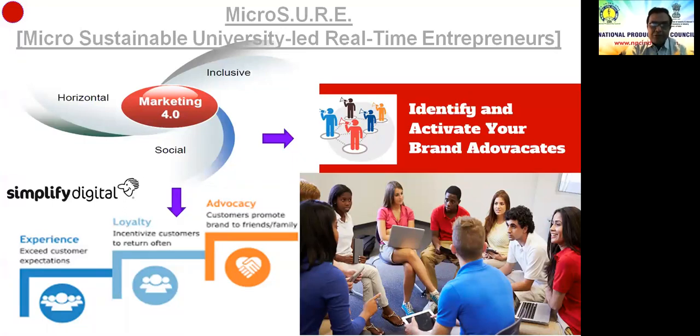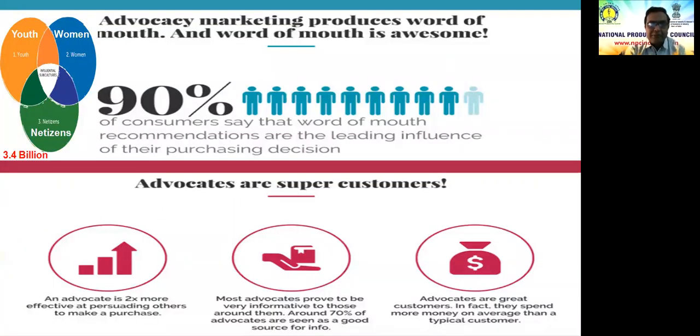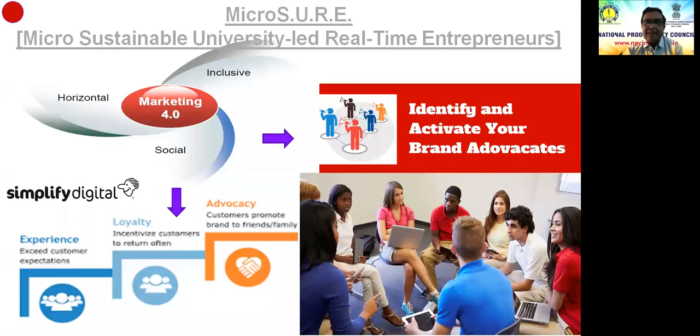Now, we understood the remarkable shift from marketing 1.0, the first revolution, to marketing 4.0, the fourth revolution that we are in. Now, what to do in this? So under the NPC, we have certain properties, certain assets built up. How to leverage that? So here, I'm going to talk about the micro-sure proposition as we have deliberated and delivered effectively. What is micro-sure? Micro-sustainable, university-led, real-time entrepreneurship.